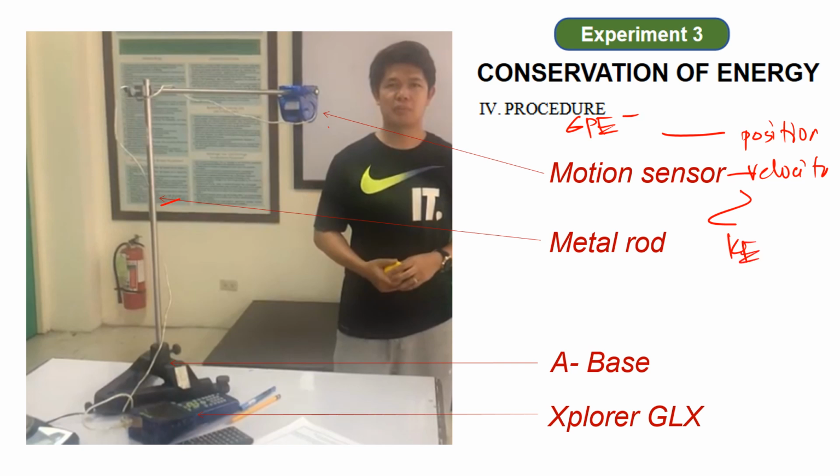Again, gravitational potential energy is mgy: the mass of the ball, acceleration due to gravity, which is constant, 9.8 meters per second squared, and then the position or the vertical displacement. And then the velocity we're going to use to compute the kinetic energy. The formula is 1/2 mv squared. Again, this is the mass of the ball and the square of the velocity.